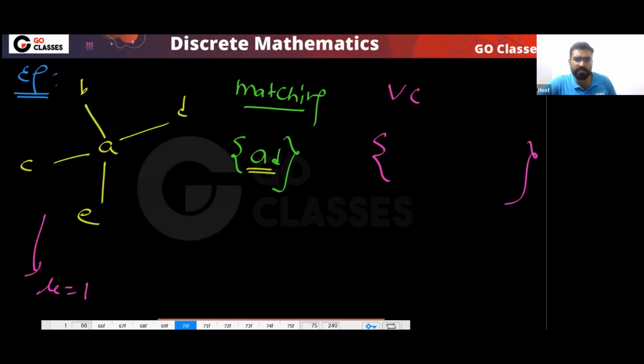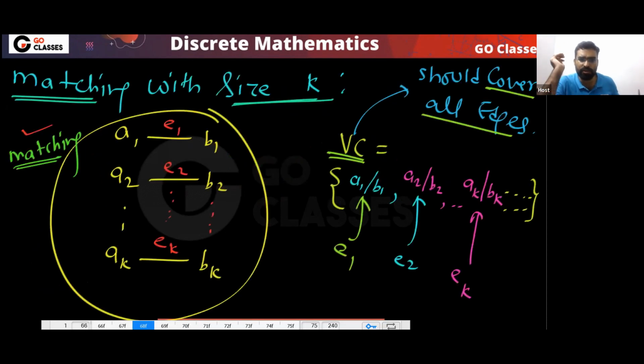Remember, this is your edge. To cover this edge, at least one of them we have to take. Okay, so let me take A. And this is enough. Now we have covered all the edges. Is this proof clear to everyone?